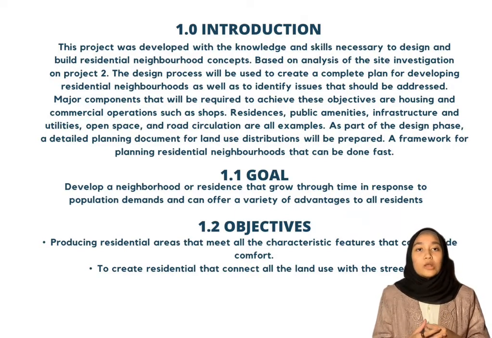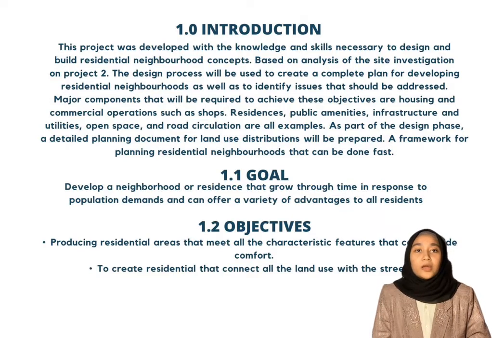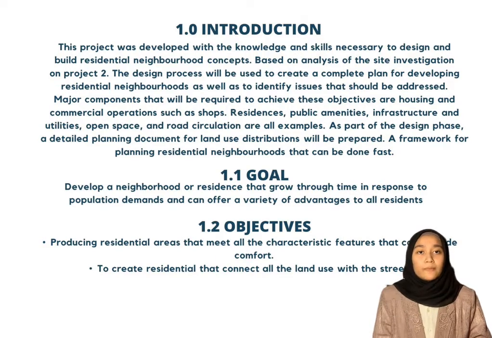Major components that will be required to achieve these objectives are housing and commercial operations such as shops, residential, public amenities, infrastructure and utilities, open space and road circulation. As part of the design phase, a detailed planning document for land use distribution will be prepared, a framework for planning residential neighborhoods that can be done fast.